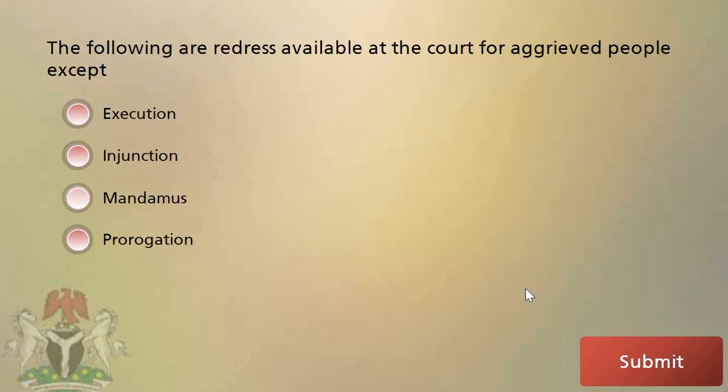The following are redress available at the court for aggrieved people except: execution, injunction, mandamus, or prorogation? The right answer is prorogation.